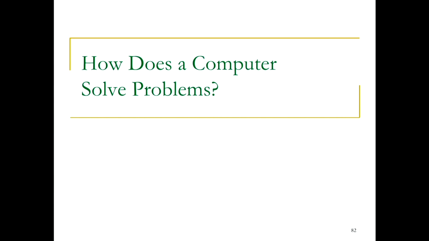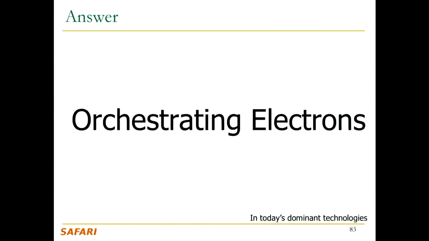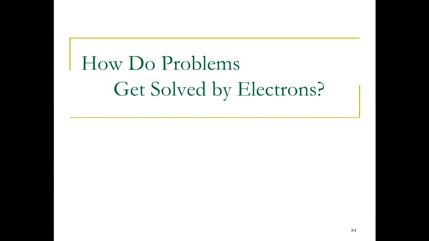So I think you've jumped to a higher abstraction level. I'll start with a much lower abstraction level. It solves problems by orchestrating the electrons. That's the lowest abstraction level I'd like to start with. Of course, at least in today's dominant technologies, right? This may not be true if you have a completely mechanical thing. But in the end, those are also composed of electrons somehow. But okay, anyway. So how do problems get solved by electrons?